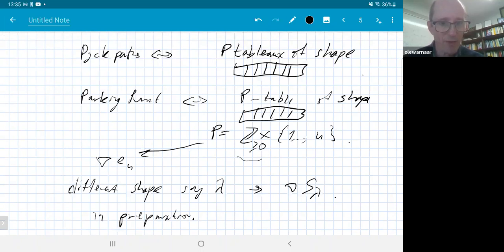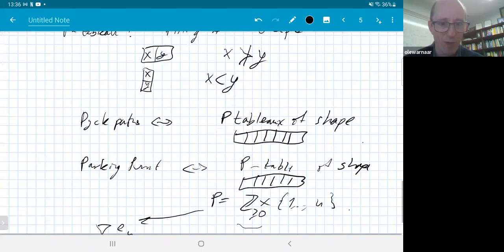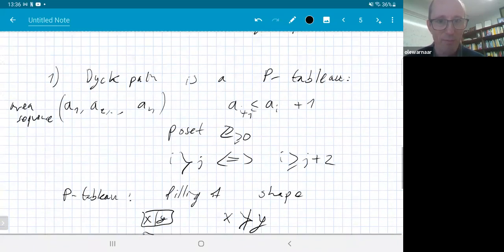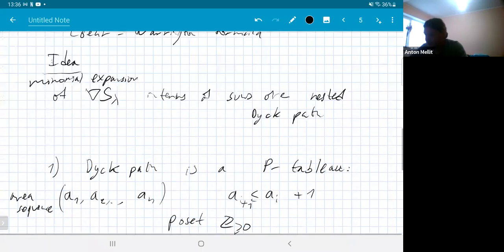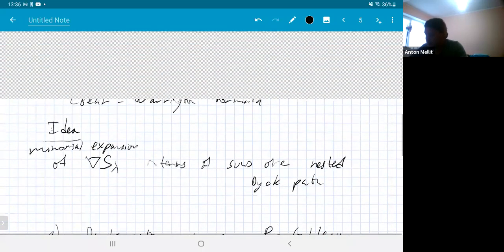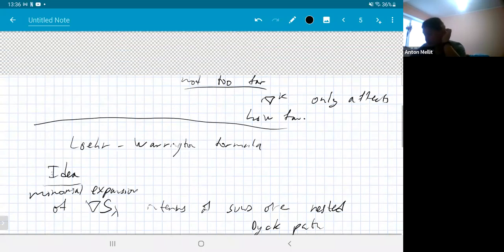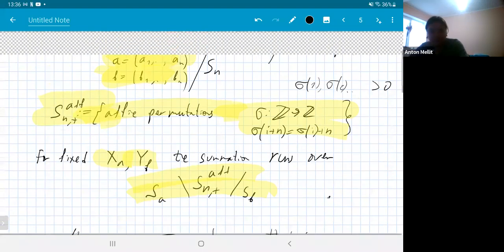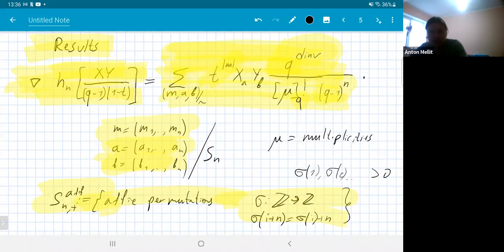Yeah, maybe just about your last slide. You have your formula, and now you started talking about the Loehr Warrington formula. Are you saying it follows from what you've got, or are you saying it's essentially the same? I didn't quite reach the punchline. I still haven't decided what the punchline is. Strictly mathematically, from this formula we can deduce the Loehr Warrington formula.